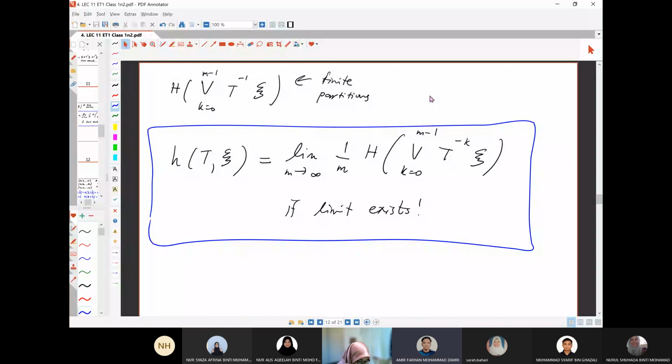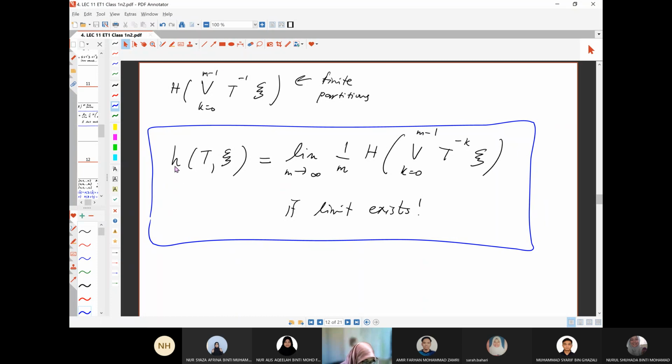Remember, when I first defined the steps, we have 4 steps. First, we have the ordinary entropy. Next, we have conditional entropy. Next, we have small h. And the next one, we will have h of T only. So now we have come to the third part. This means that for small h, we have to use the limit.